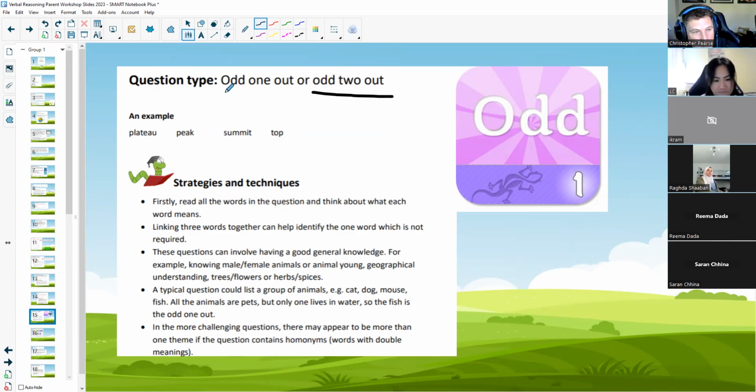Now, in this example here, we've got plateau, peak, summit, and top. And again, sometimes the words that they use do have multiple meanings, but it's about identifying the word that doesn't belong. But by grouping the others together, hopefully that will leave you with the odd one out. This is one of the question types which does involve also a lot of general knowledge. And we talk a lot at Teach It Right about knowing things like animals young, knowing your basic capital cities, knowing your trees, your flowers, your herbs, your spices. And that is all about developing children's word knowledge and understanding.